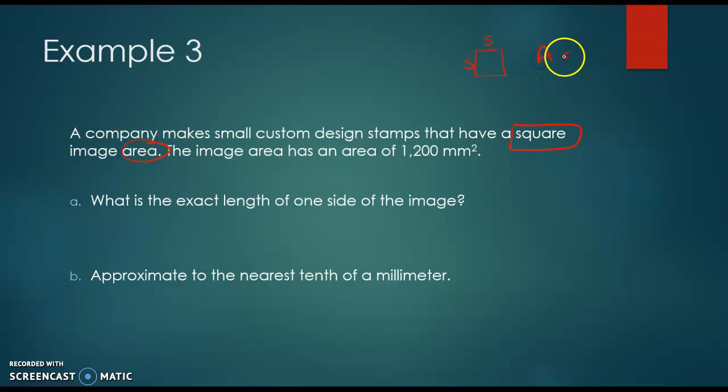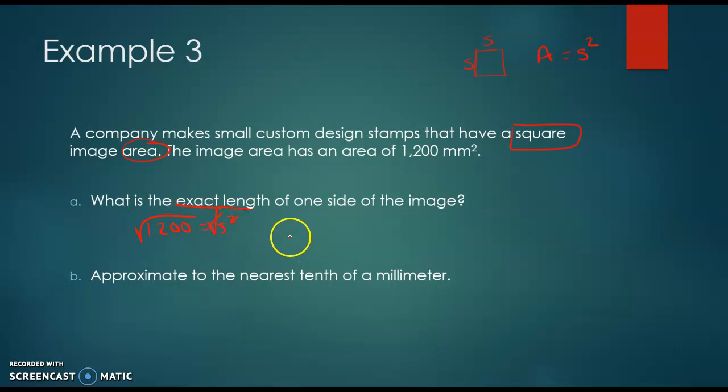So area equals side length squared. The image area has an area of 1,200 millimeters squared. So it asks, what is the exact length of one side of the image? Now, when we talk about the exact, that means not decimal. So what is the exact length? 1,200 equals s squared, and then we're going to square root to get s by itself.